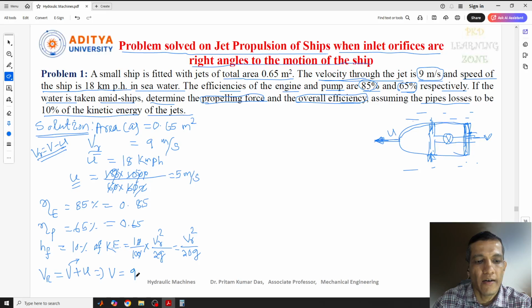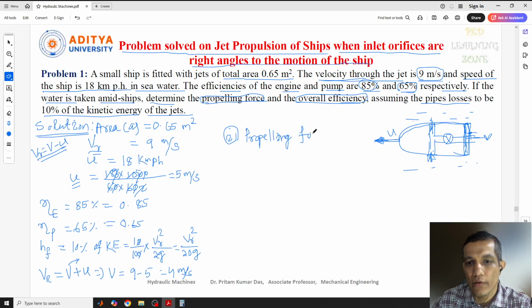So this is nothing but 9 minus 4, which is equal to 4 meter per second. Now we found the velocity of the jet. Now we can find out the first point that is given, that is the propelling force.